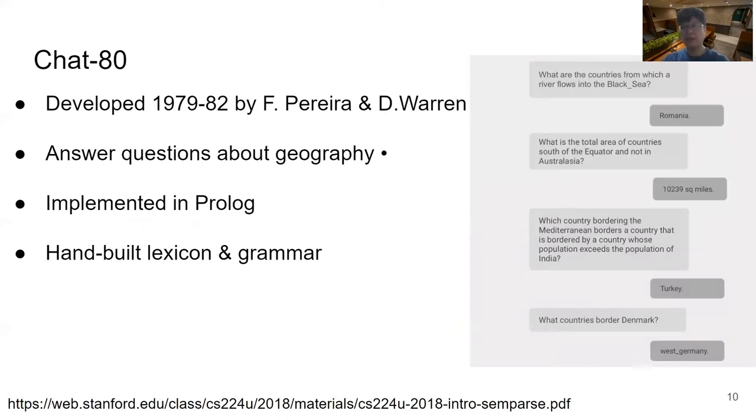From the history of NL2SQL, we see that the chatbot CHAT-80 was developed in 1982 by Pereira and Warren. This chatbot can answer questions on a special domain, geography. They mostly use a manually built lexicon and grammar.